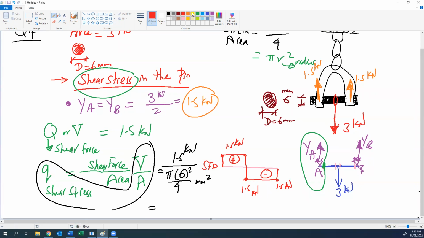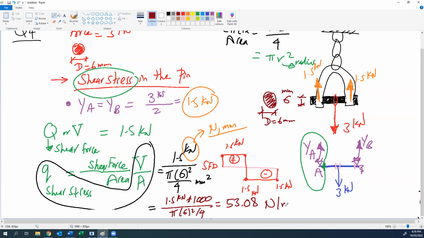We have a small tip here. It is better, as we said before, to get the units in Newton and millimeter. To get the result in Newton and millimeter, we multiply 1.5 kilonewton by 1000 to be in Newton, divided by the area, pi times 6 squared divided by 4. This will give us 53.08 Newton per millimeter squared.